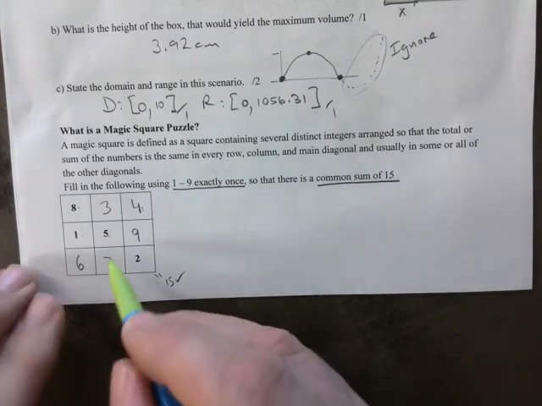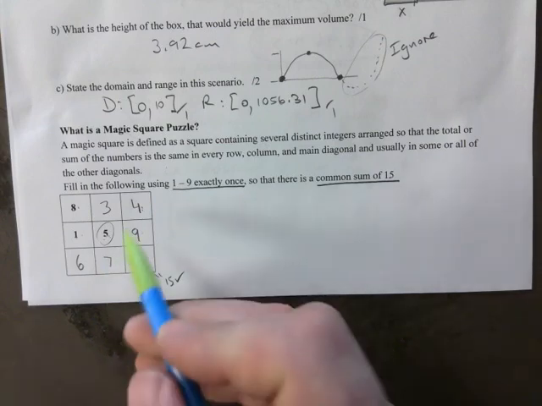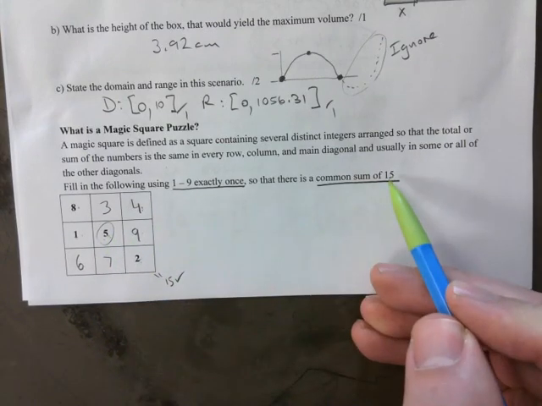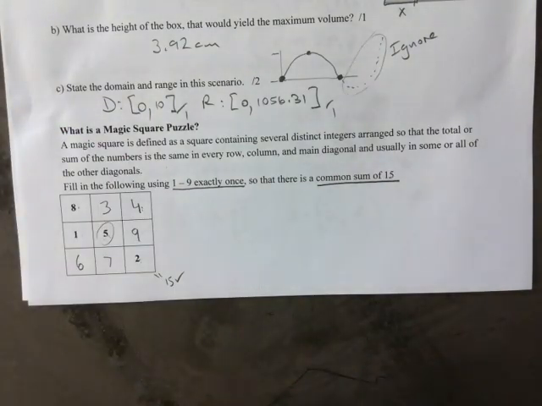A 3 by 3, 5 is always going to be in the middle. Always. Like, if you want to add that to your study sheet, I don't know, it might come in handy. If it's a 3 by 3 magic square, it's always 5, and the sum is always going to be 15. Okay? But they tell you that.